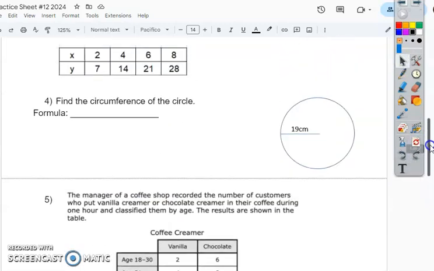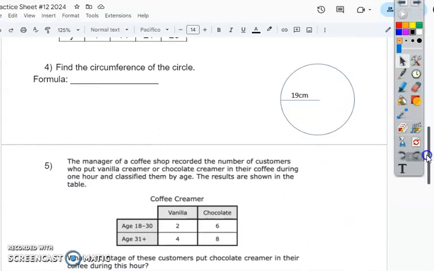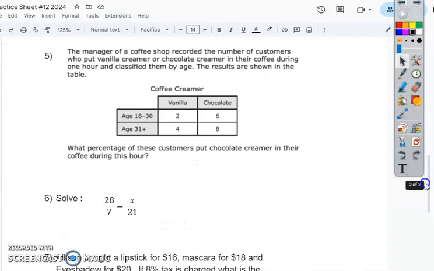Number 5. The manager of a coffee shop recorded the number of customers who put vanilla creamer or chocolate creamer in their coffee during 1 hour and classified them by age. The results are shown. What percent of these customers put chocolate creamer in their coffee during this hour? So remember, when we're doing percent, I would always do is over of equals percent over 100.